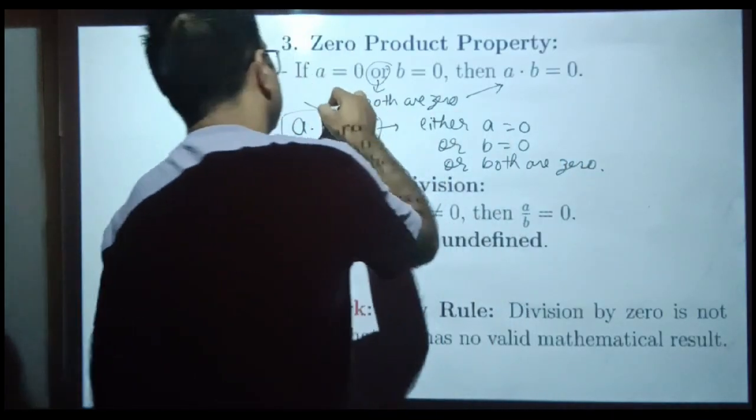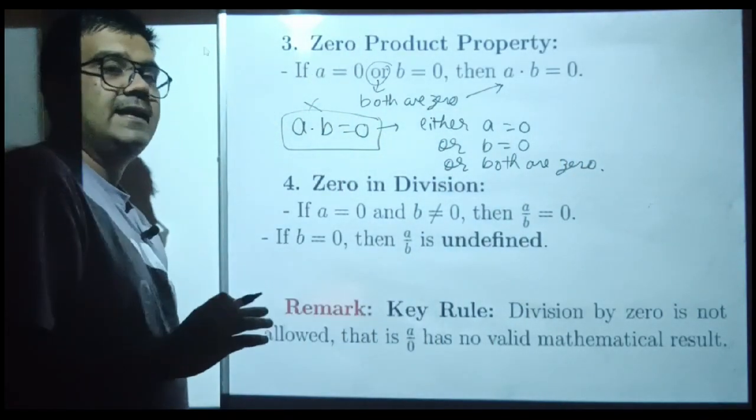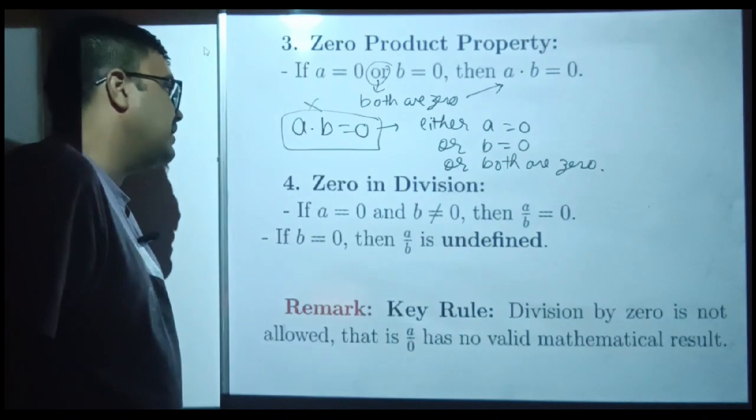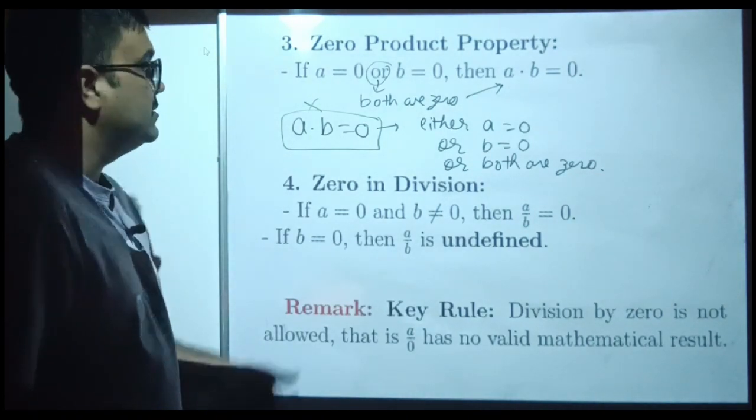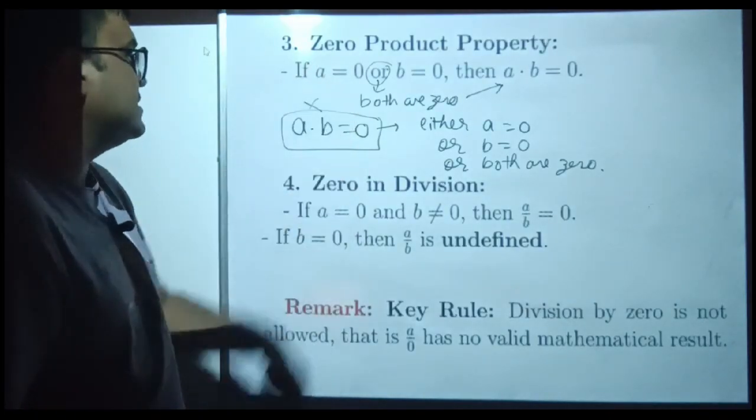We are not talking about division in this case, because when we are talking about division, B can never be equal to 0. In that case, the only thing we have is that A is equal to 0.